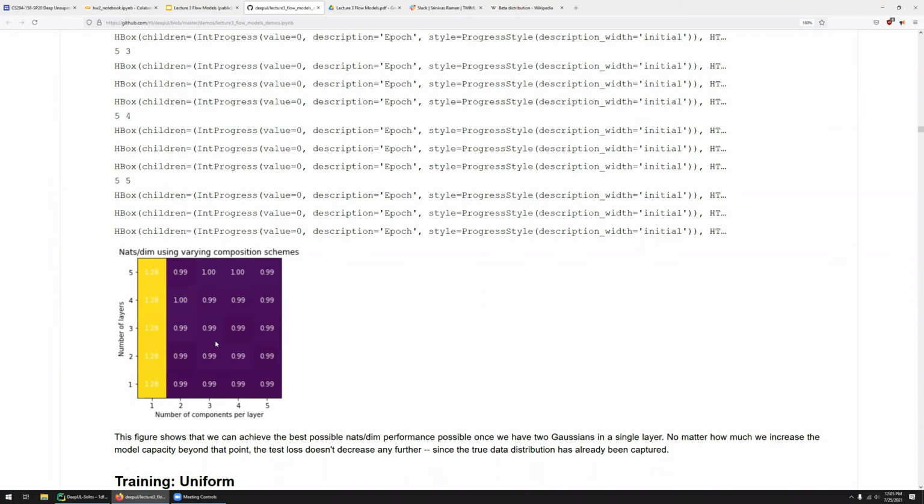Right. And then the interesting thing is the best possible NLL per dim once we have two Gaussians in a single layer. I can't see the values. All of them say 1.28, I think. And the lowest seems to be two Gaussians.